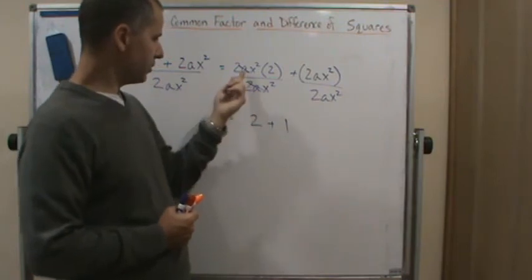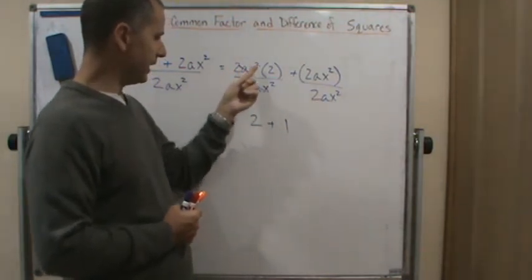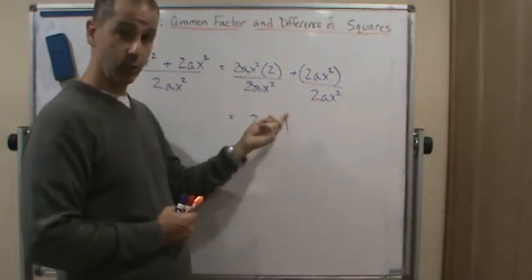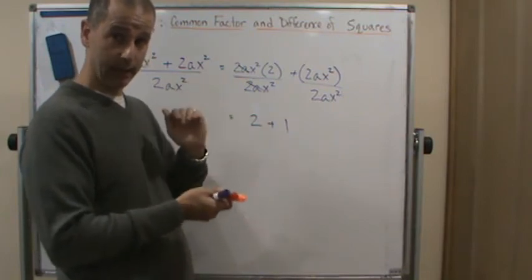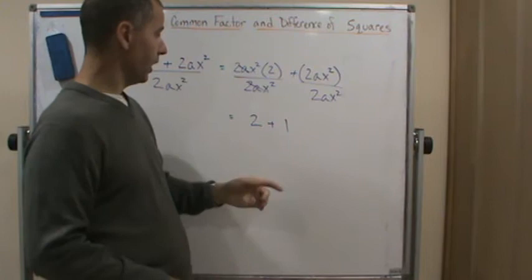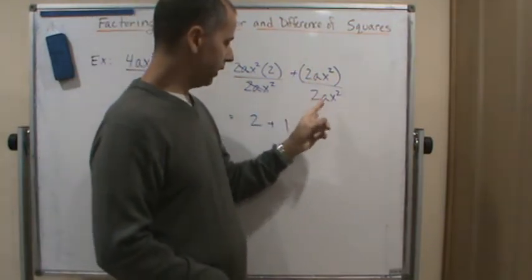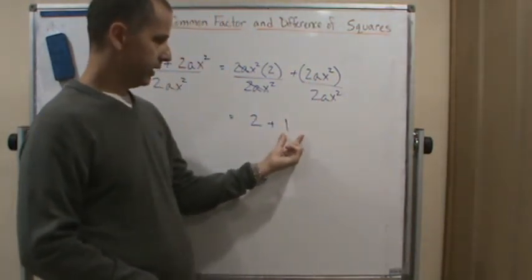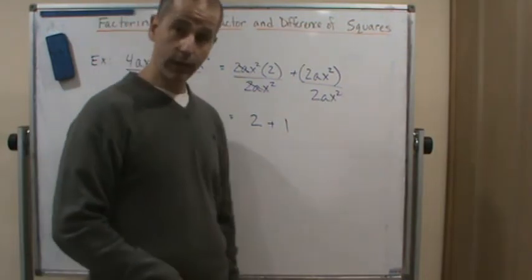Well, this cancels with this because 2ax squared divided by 2ax squared is 1, right? Any number divided by itself, except for 0, is 1. And so again, 2ax squared divided by 2ax squared gives us 1. And so that's where the 1 comes from.